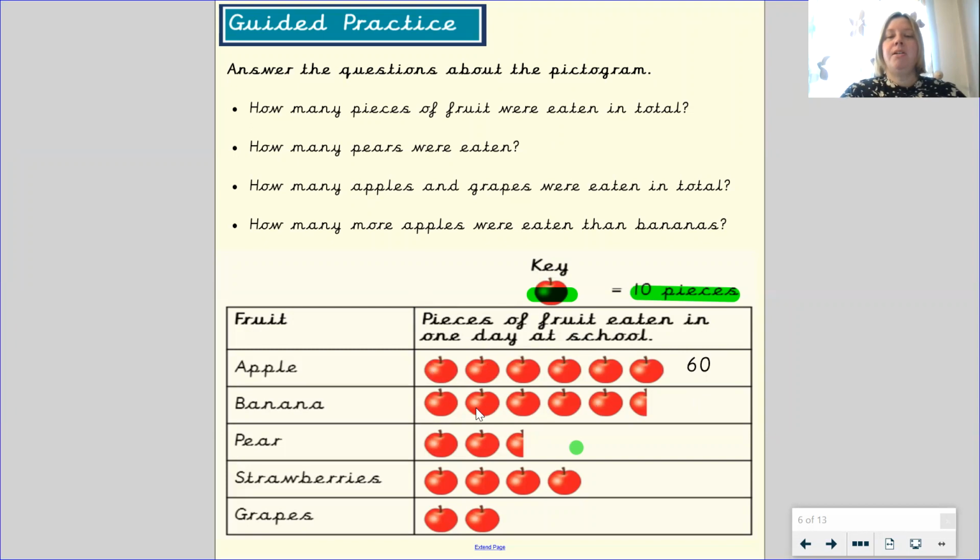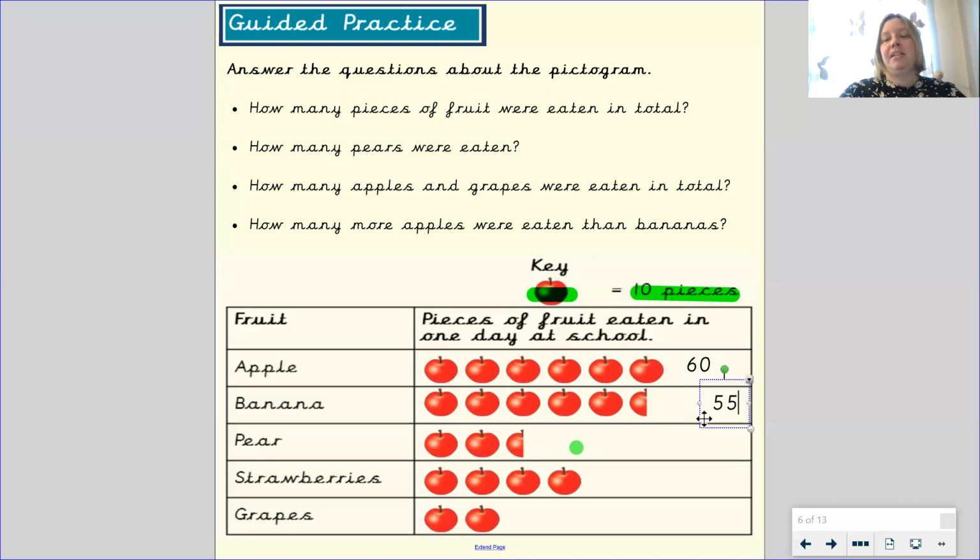Now I'm going to count the bananas. Count with me. 10, 20, 30, 40, 50. What does half an apple represent? Half of 10 is 5, so it represents 5. So that means that 55 bananas were eaten.